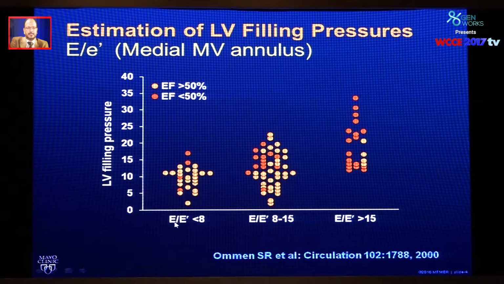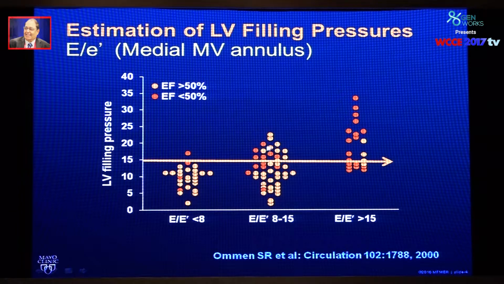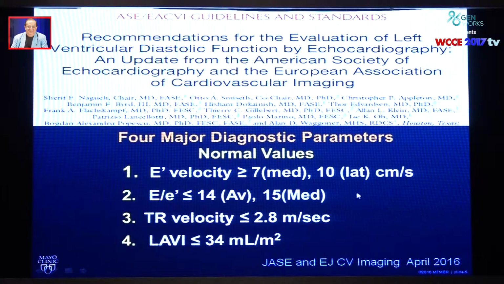So this is the data that we put together many years ago. Since the E velocity increases with the high filling pressure and E prime velocity is reduced, E over E prime velocity increases with the filling pressure. So if you look at this, the dots with 100 patients, when E over E prime velocity is greater than 15, almost all of them have a high filling pressure, a wedge of greater than 15. But if it's lower than 8, it's going to be relatively normal filling pressure. In between, we have to do some other things because it's hard to tell which way it can go. It can be higher or it can be lower filling pressures.